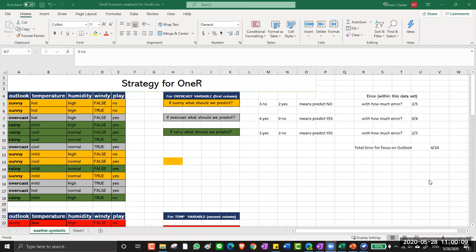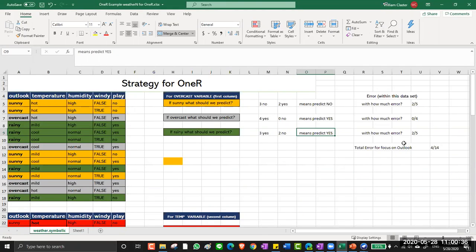Okay, so in that case, there's 0 error within this data set. And then the last one we have to deal with is the other value, which is rainy. If it's rainy, that's the green ones. So we said, let's see, yes, there's 1, 2, 3. So there's 3 yes and 2 no. So that means we should predict yes.